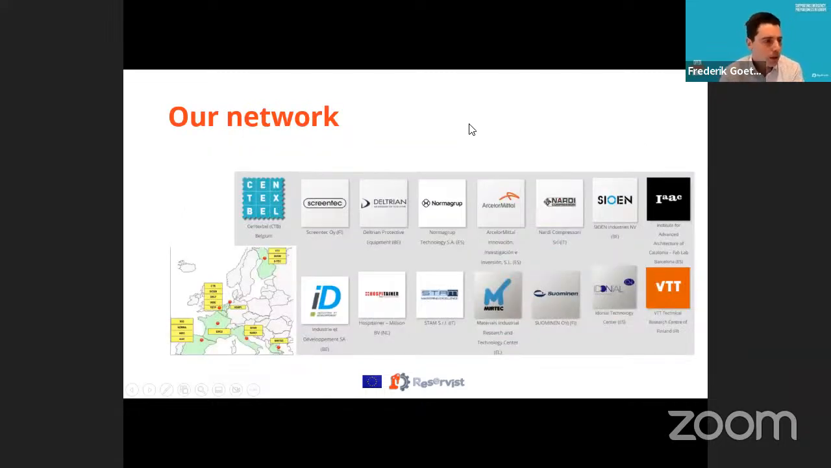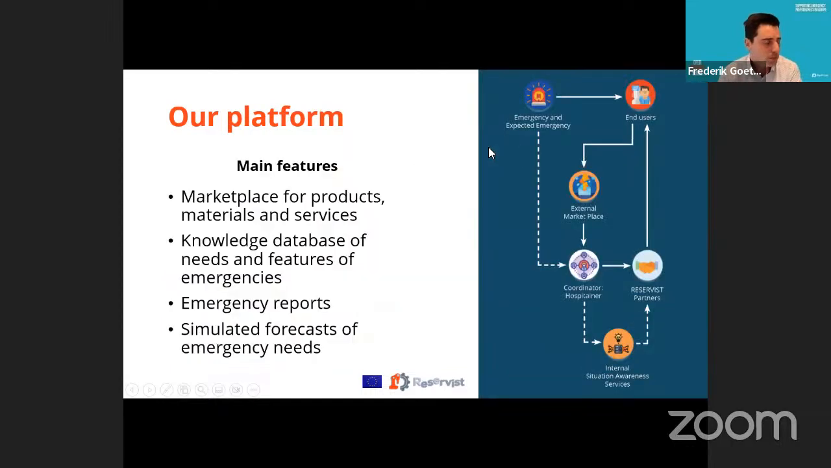So this is our core network. We have companies involved, research institutes involved, and even clusters to make sure that everything runs smoothly, that we can do testing and certification of products, and that we are capable of producing all the products in Europe.